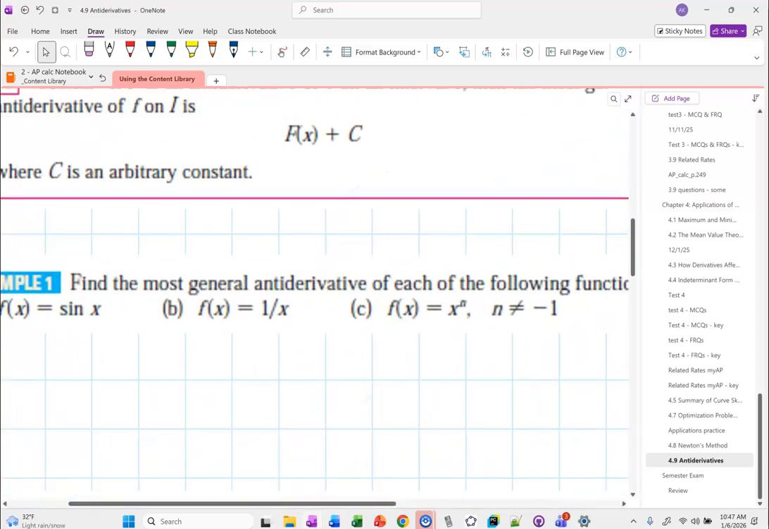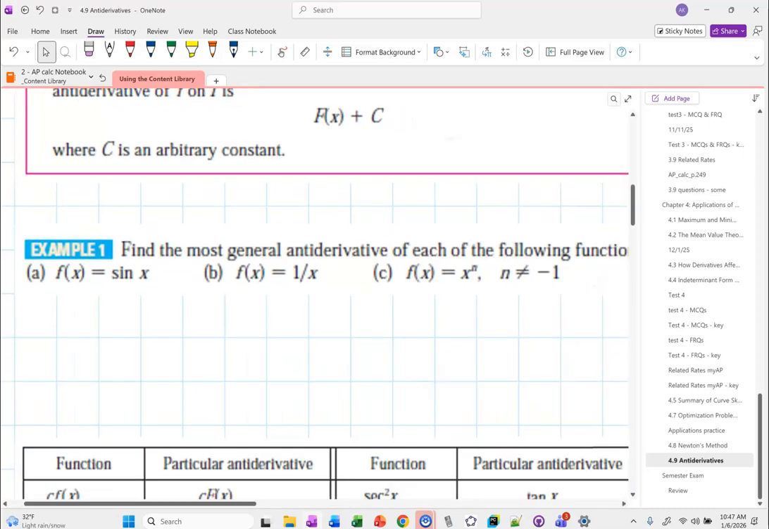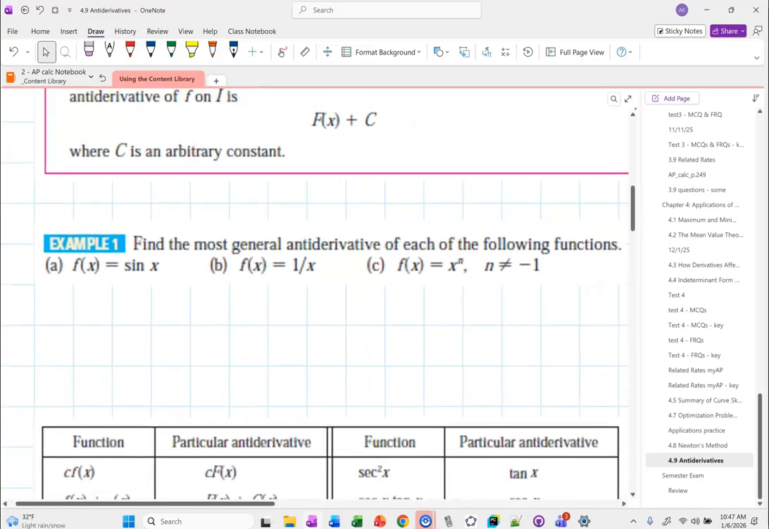So let's look at some specific examples, and we're going to write the general antiderivative for each, okay? Now, we haven't talked about exactly how to do this, but you all know how. If you remember how to take the derivative, you know how to find the antiderivative, because all you're doing is using the same derivative rules in reverse.